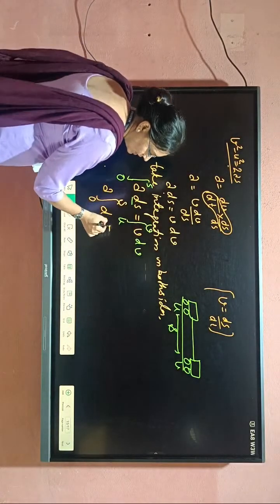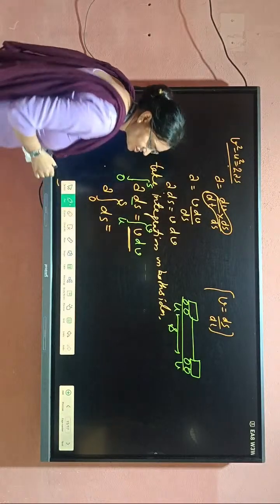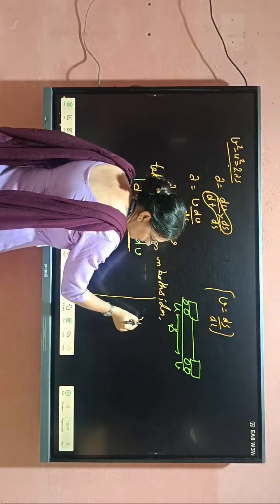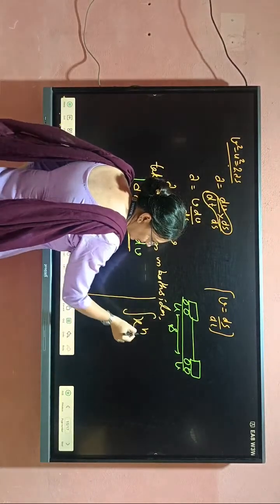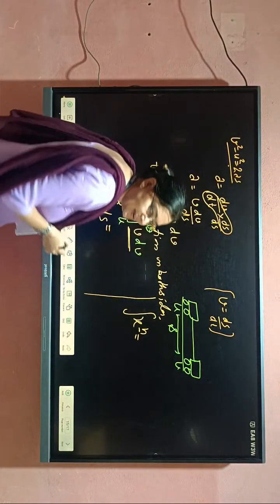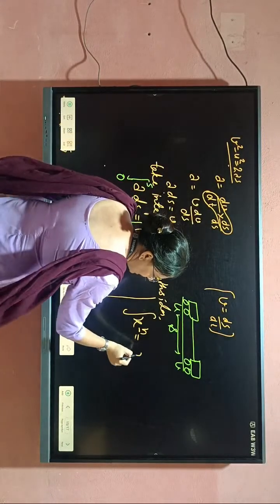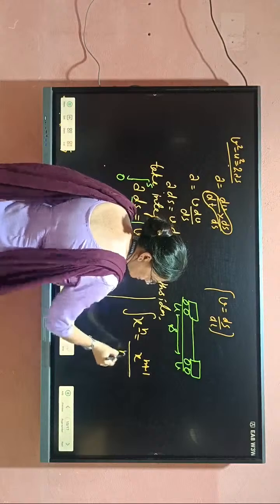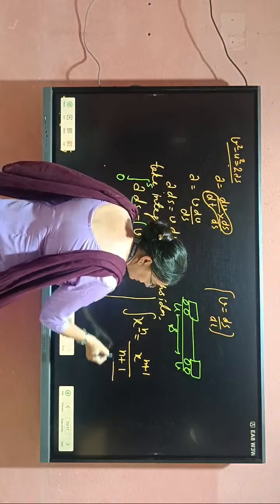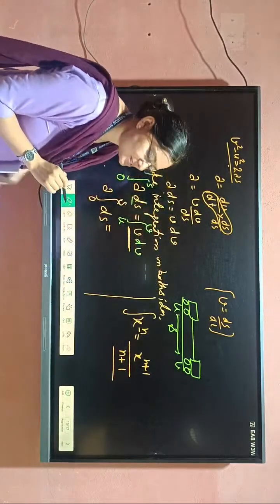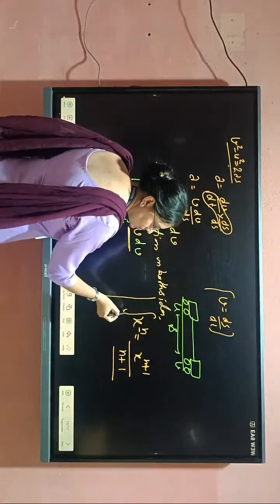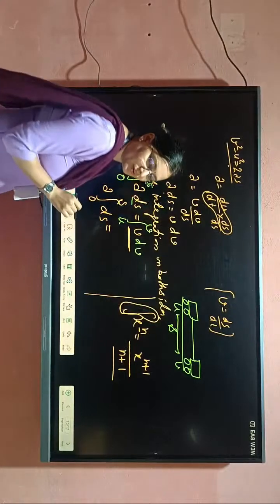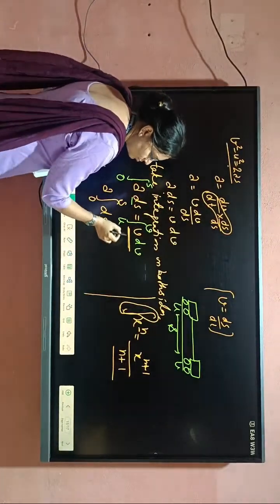Then again we will take the integration of this one. How can we take integration? For any number raised to a power n, we add 1 to the power, and then downside we write n plus 1. This is the formula of integration. How can we solve this integral symbol? By using this formula, so apply this term on this one.